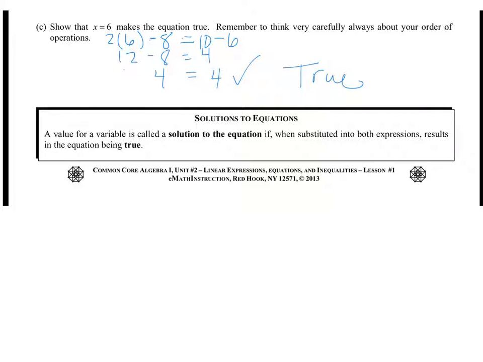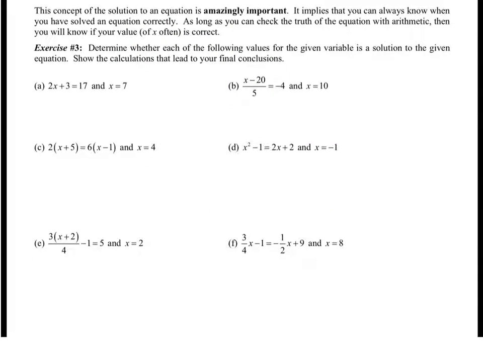So it is true. A value for a variable is called a solution to the equation if, when substituted into both expressions, it results in the equation being true. So this is a solution to the equation. x equals 6 is true. So the concept of the solution to an equation is amazingly important. It implies that you can always know when you have solved an equation correctly. As long as you can check the truth of the equation with arithmetic, then you know if your value of x is correct.